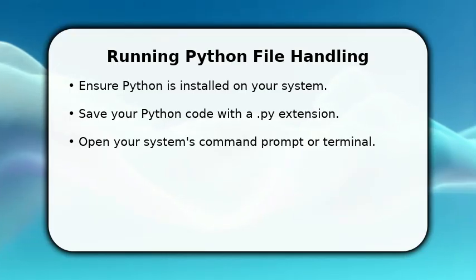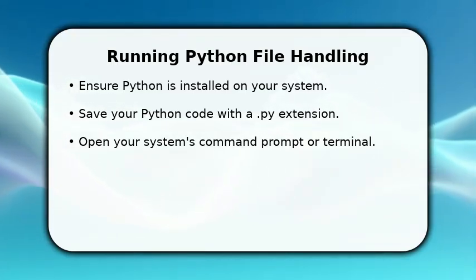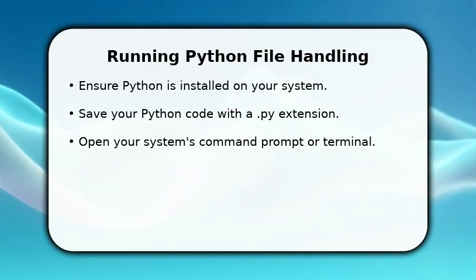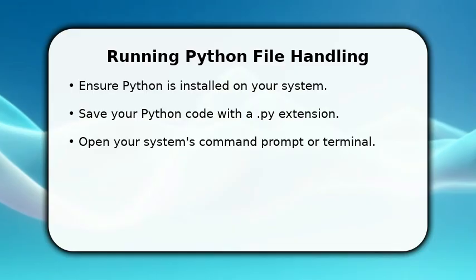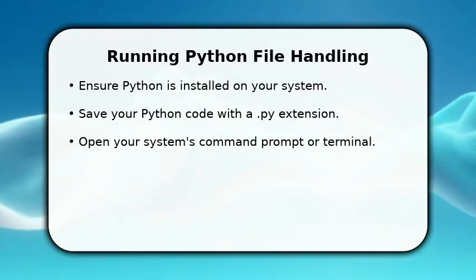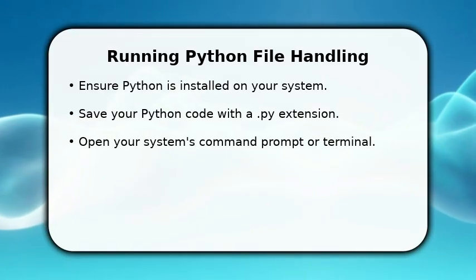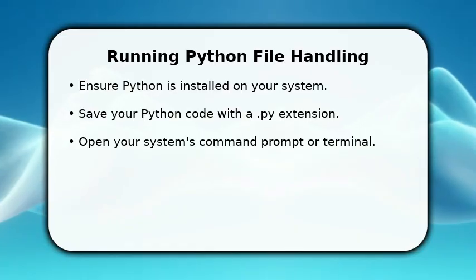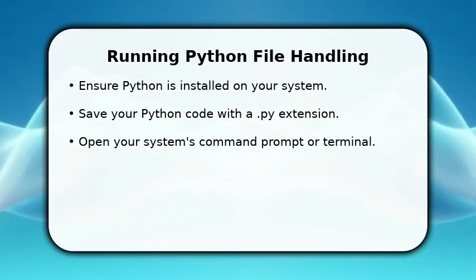In this video, I will explain how to run file handling programs in Python. First, ensure Python is properly installed on your computer. You can verify this by typing python --version in your terminal. Next, save your Python code file with a .py extension, for example, myfile.py. Finally, open your system's command prompt or terminal application to begin.